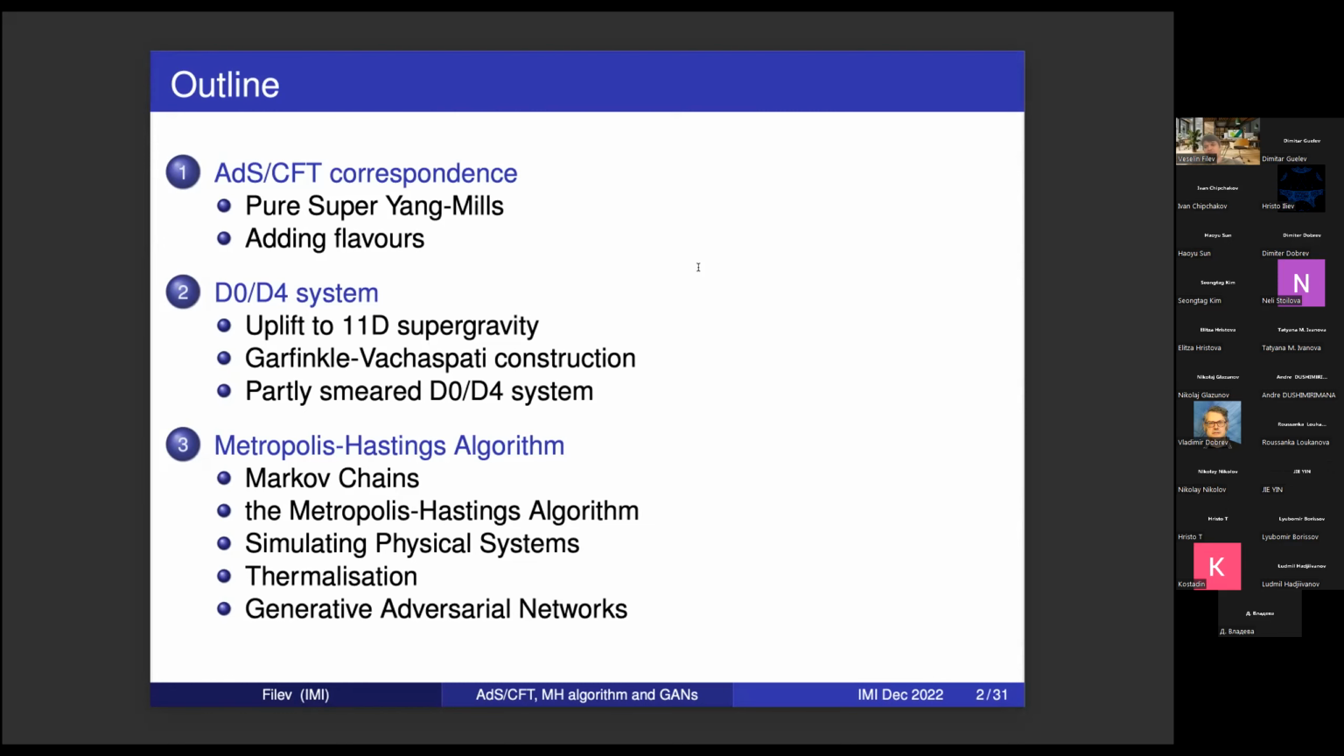I always mention some simulation in my talks, but I never discuss how this is done. So I'm going to now talk about Markov chains, the Metropolis-Hastings algorithm, and how we simulate physical systems using that, the problem of thermalization, and how we can use GANs, generative adversarial networks, which are artificial neural networks, to improve the thermalization of this algorithm. Now, this last part is work in progress. I only did some preliminary work, so I'm going to just report some preliminary results there.